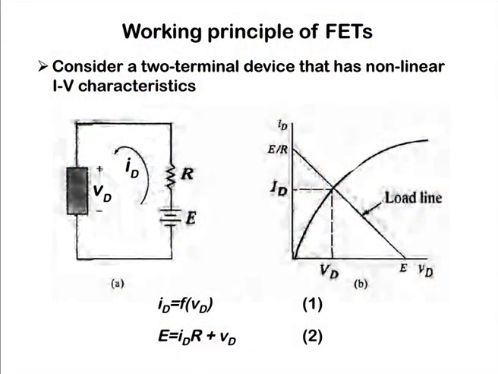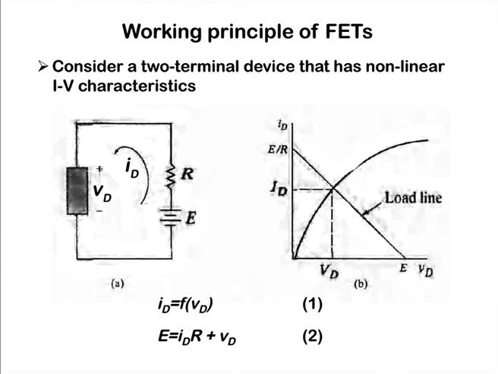So, first I will try to explain the basic working principle of field effect transistors. Let us consider a 2-terminal device, and the IV characteristic of this device is non-linear. So, we can define the current ID equal to some function of our applied voltage Vd, and if we bias this device by using some external battery, voltage is E and here the resistor is R. So, in figure A you can see the circuit diagram, and now we can define this by the equation E equal to ID R plus Vd.